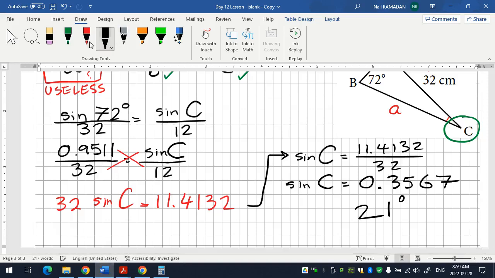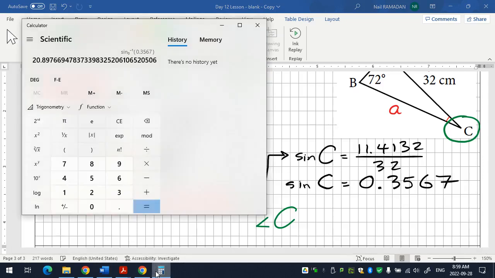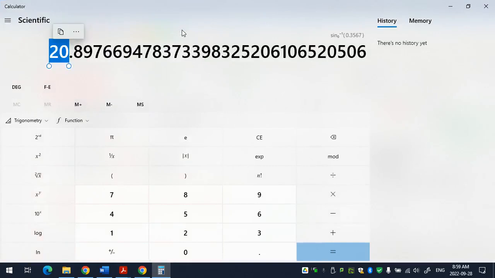So you say what? You don't say just 21. I need a proper statement, or you have to lose half a mark of your final answer. Sorry, angle C. What's up? No, you can't just get 20. Remember, Faisal, you get 20.897. If you cut it right here, look, this 8 makes this 0 a 1. So it's actually closer to 21 degrees.